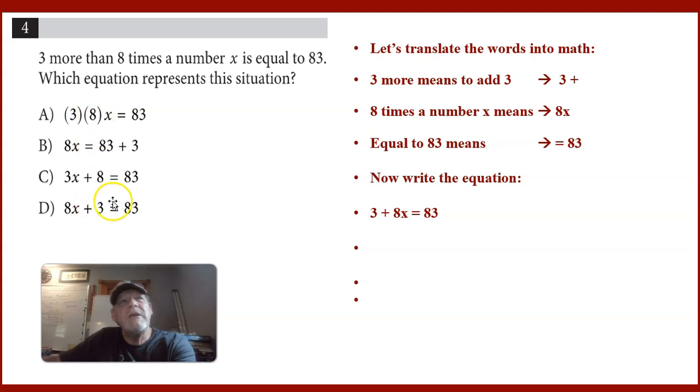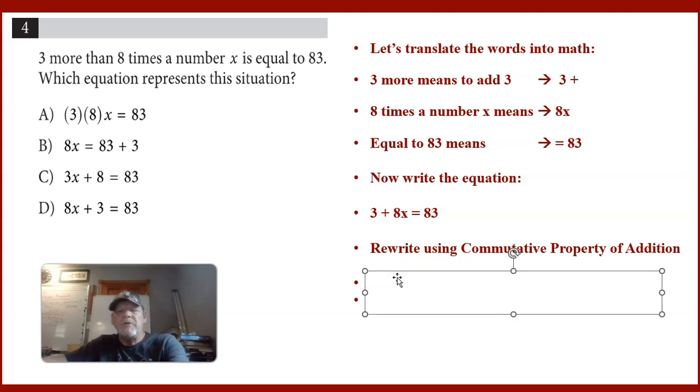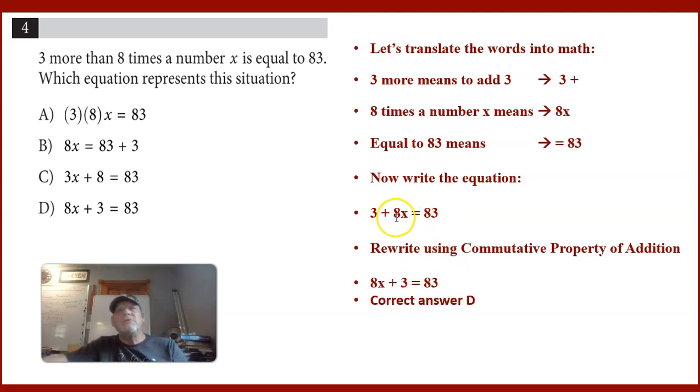But as you can see, none of them look exactly like that. So we can rewrite it using a property that you should have been taught in your algebra class called the commutative property of addition, which means you can add in any order. So I can take the 3 plus 8x and rewrite it as 8x plus 3. And as you can see here, that is choice D. Hopefully you were able to get choice D there.